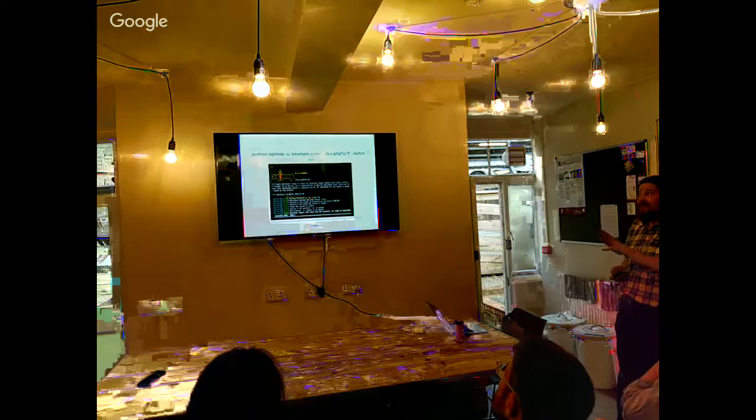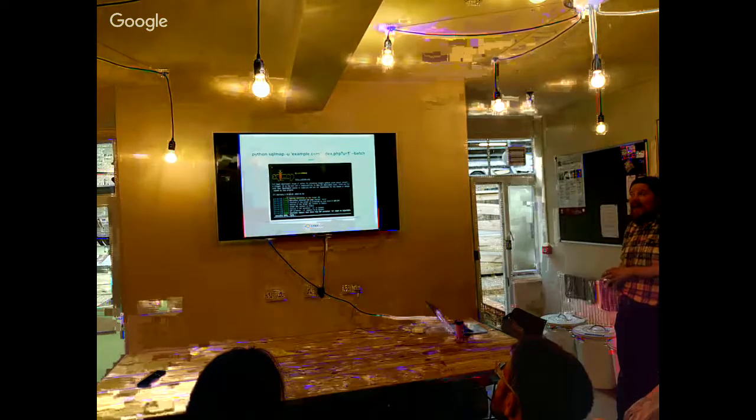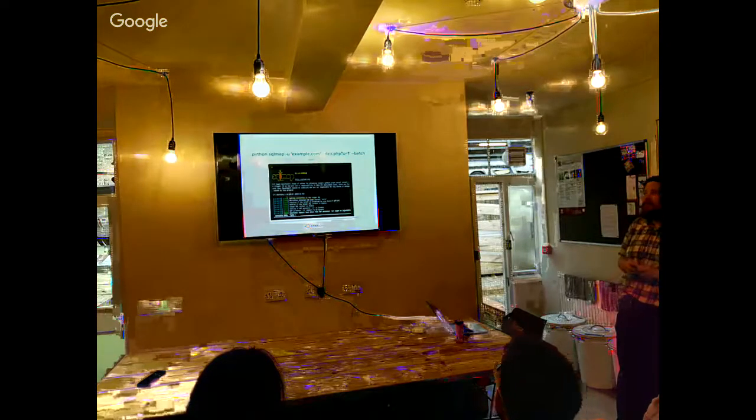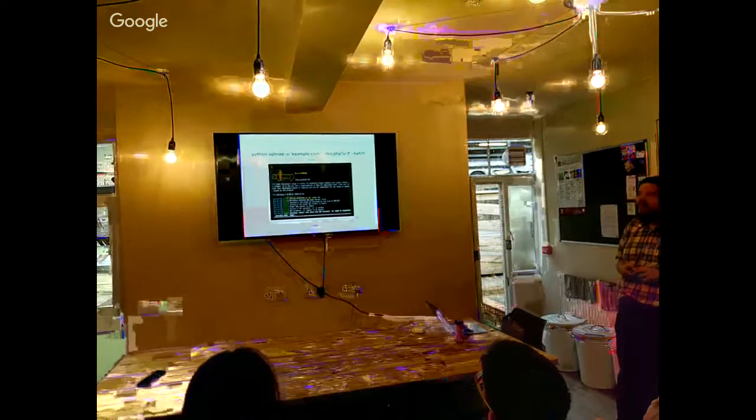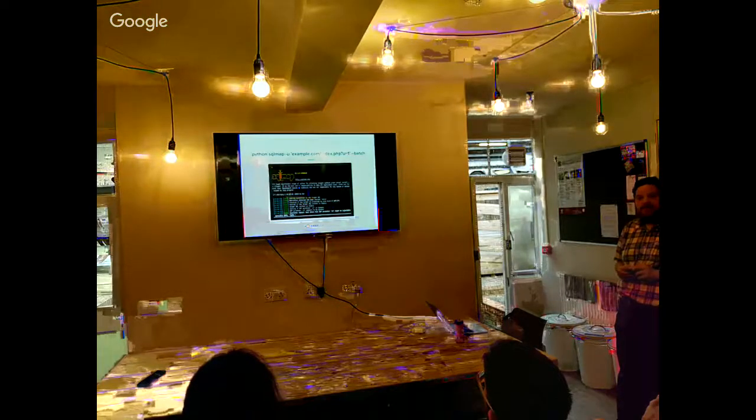SQL map works really simply. Anytime you have a URL or some sort of input, and it's identifiably input, if you pass it through, it will just start throwing data.